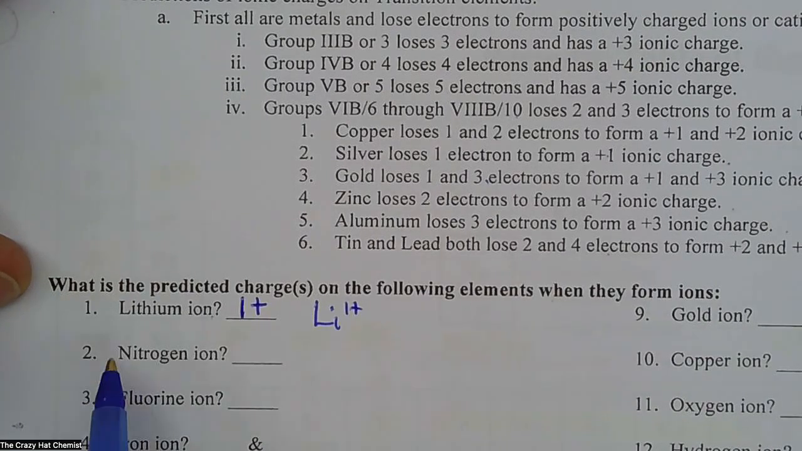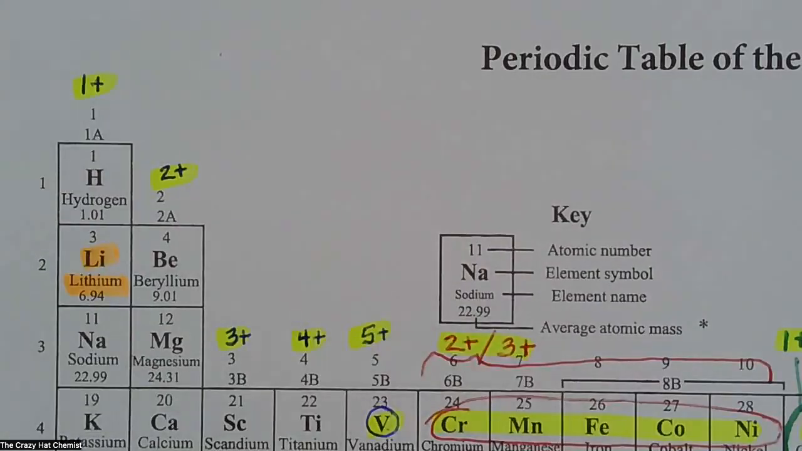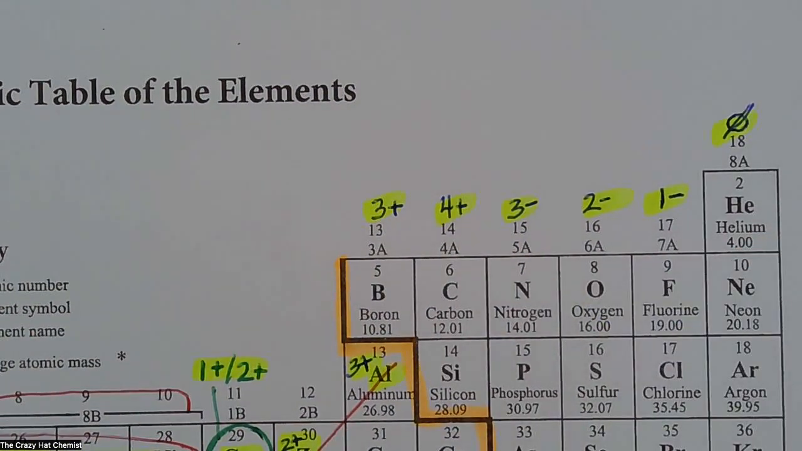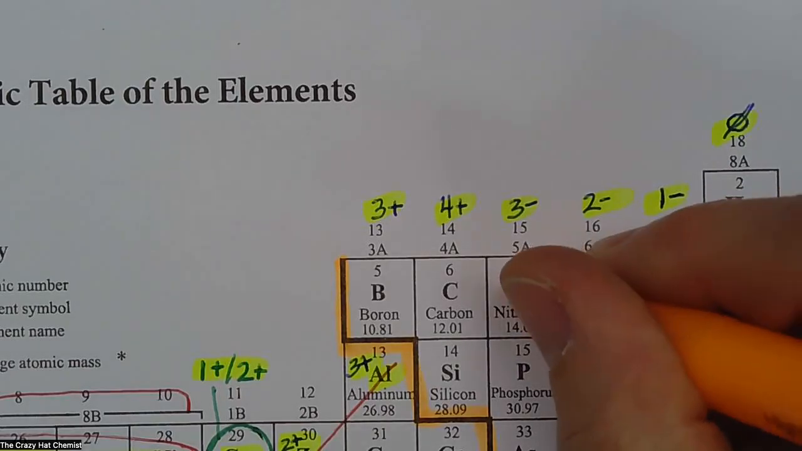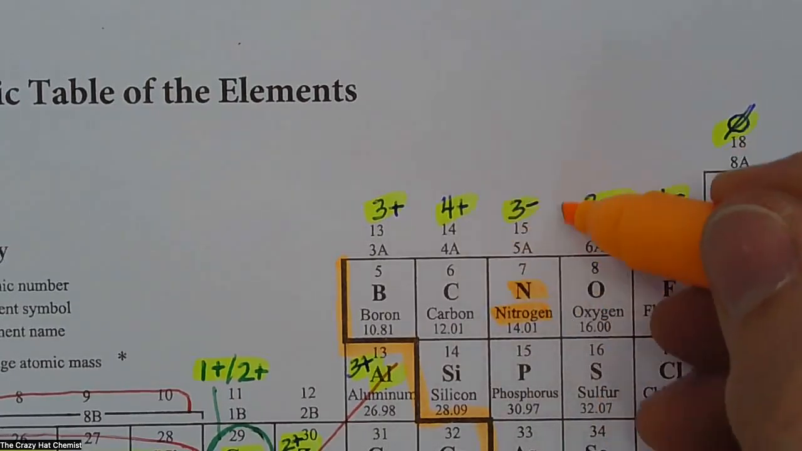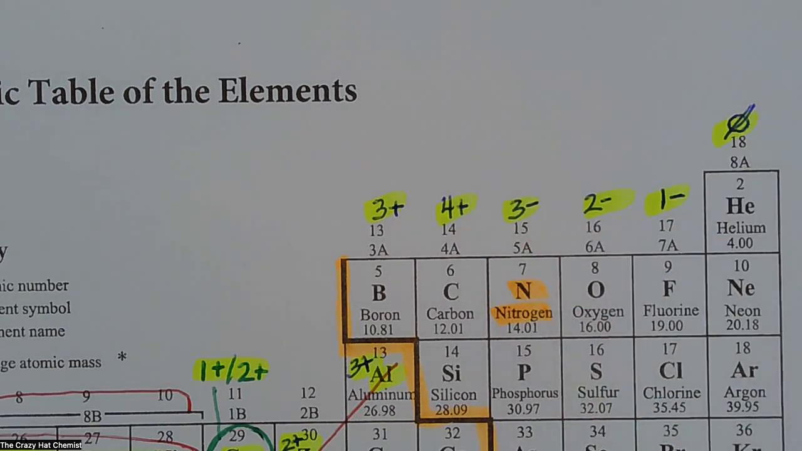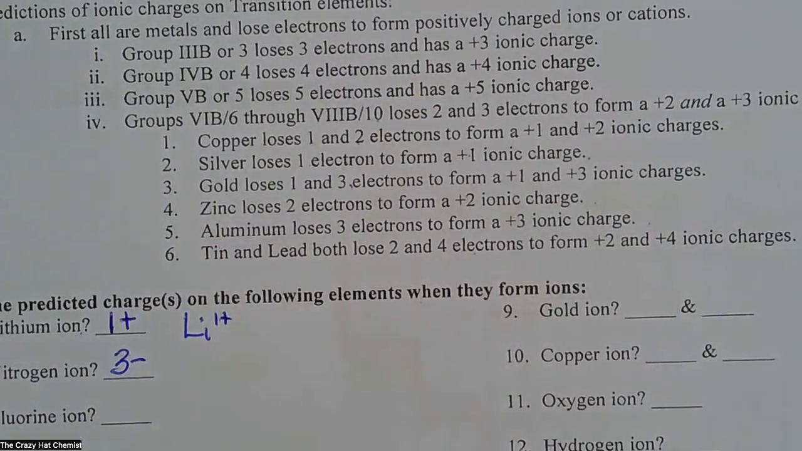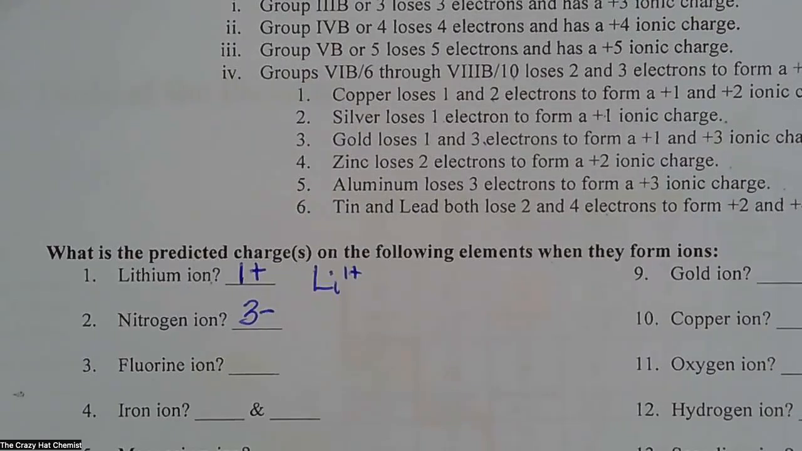All right, the next one, number 2, what is the predicted charge on the nitrogen ion, which would be called the nitride ion? We'll find where nitrogen is. Here is nitrogen right here. That's N for nitrogen. And what predicted charge? It will have a -3 charge on the nitride ion. So that's going to be a -3 for the nitride ion. There we go. That's in focus.